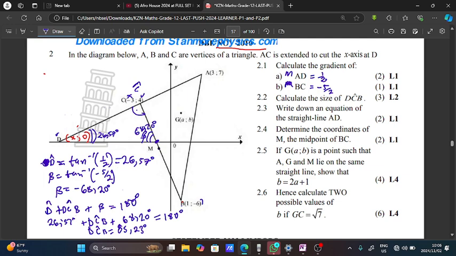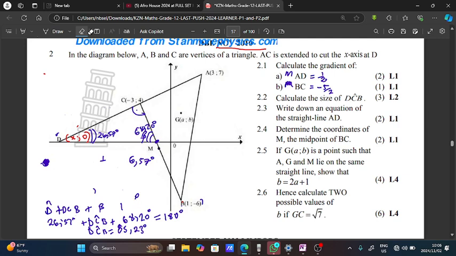Write down the equation of a straight line AD. They said write down, 1 mark. What is AD? So let's keep this value. You said 85.23 degrees. Now they want the equation of line AD. What is that equation? We know the gradient.